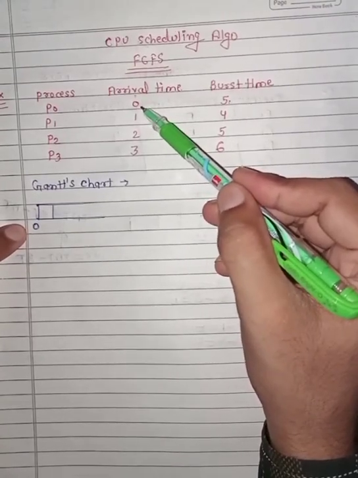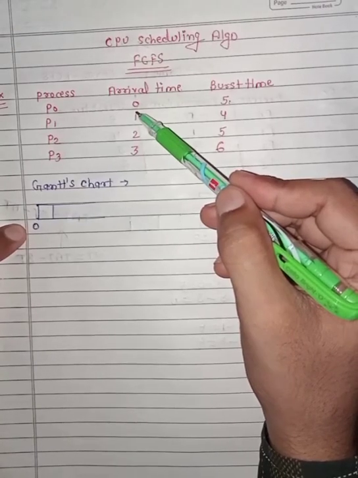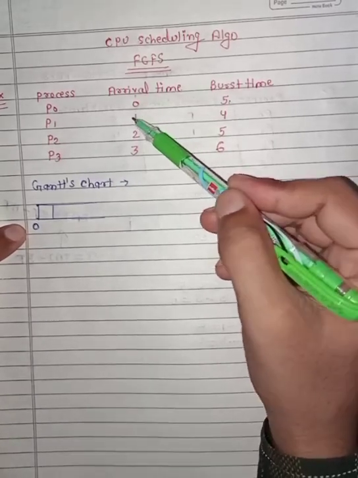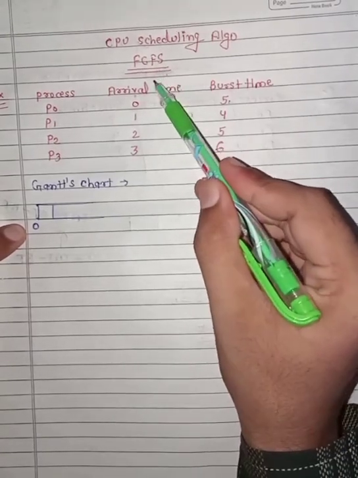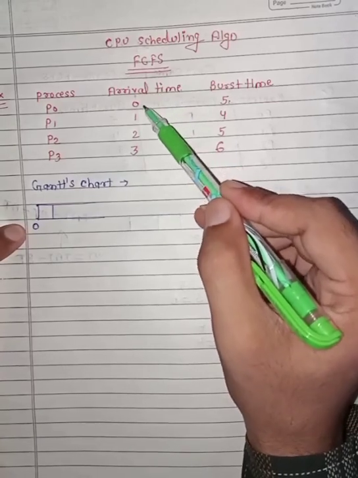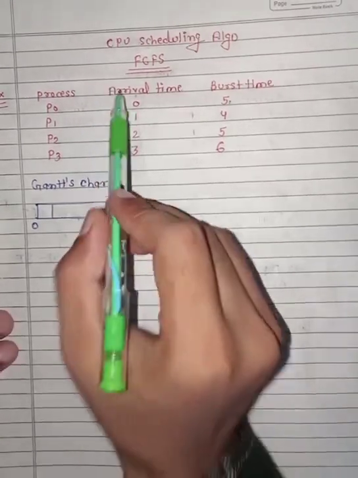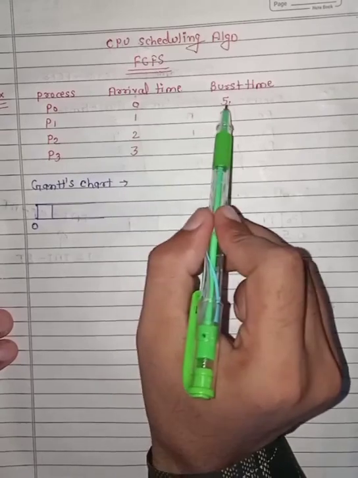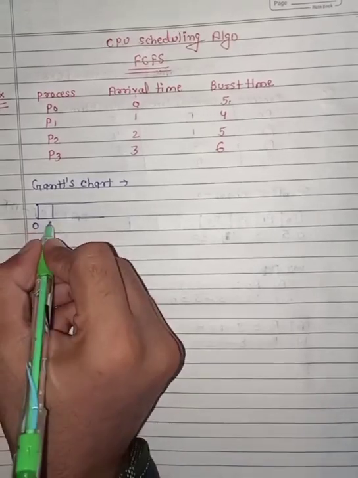So if any other process interrupts in between, it will not stop the execution and will not allow other processes until the current process is finished. In first come first serve scheduling, the first process will complete its execution completely, and after that it will allow the other process to execute. So at time 0 P0 is available to execute, and it will take 5 units of time.